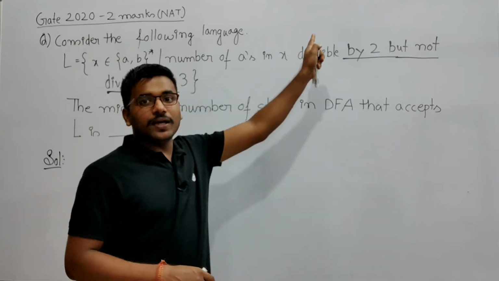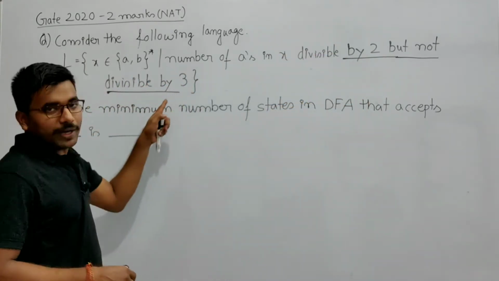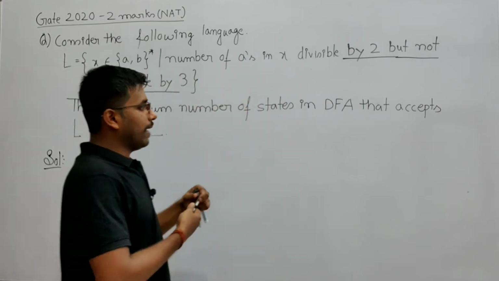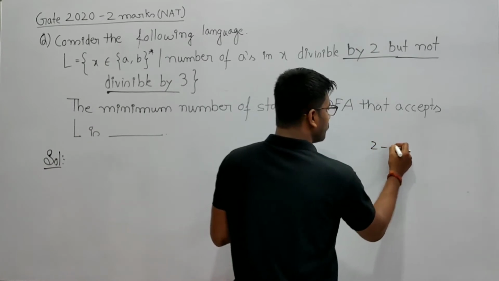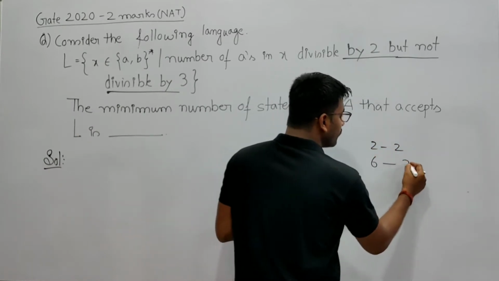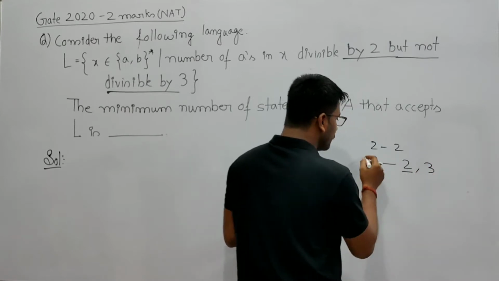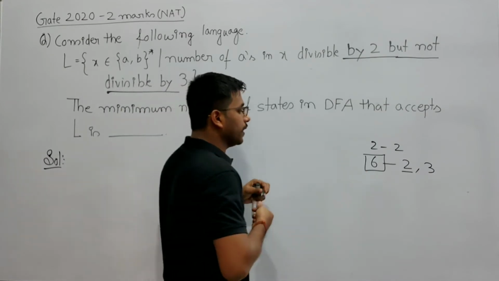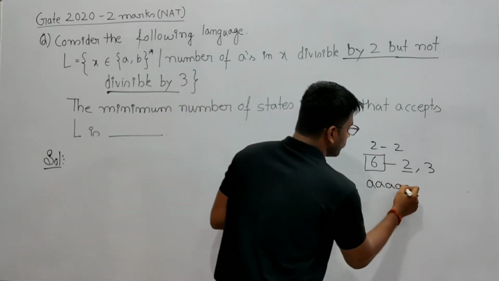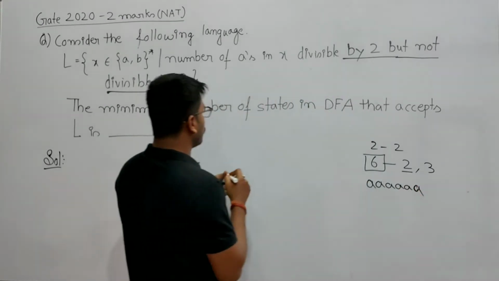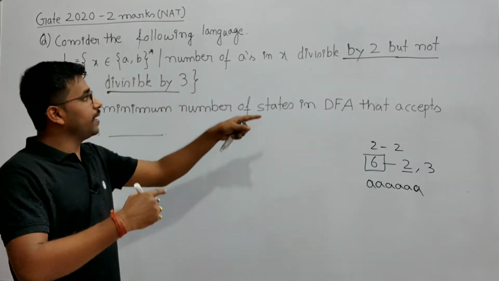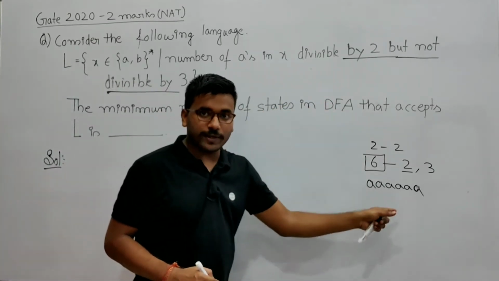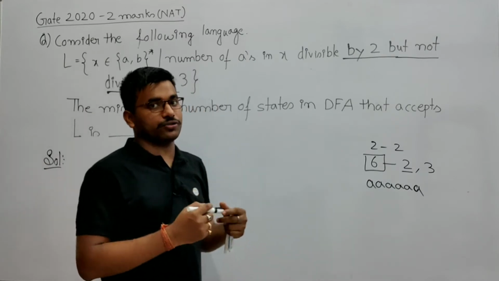The number of a's in X is divisible by 2 but not divisible by 3. So the number of a's in X will be divisible by 2 but not by 6. Like if you have a number like 2, it's only divisible by 2. 6 is a number which is divisible by 2 as well as by 3. So 6 a's is not allowed in this language, because it says the number of a's in X is divisible by 2 but not divisible by 3. Here it is divisible by both 2 as well as 3, so this string does not belong to the language.